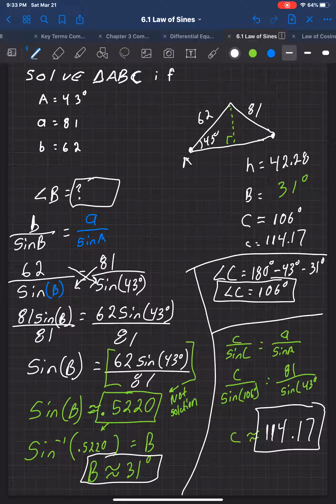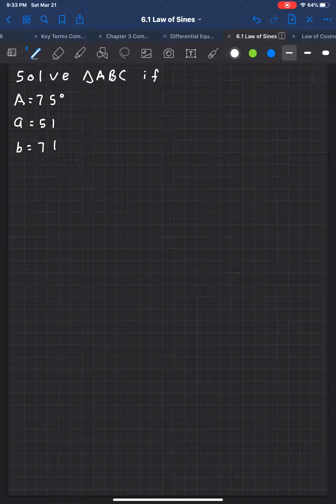All that work up front was just to even know if you have a triangle. But now that you know you have one, you follow the same steps. If I'm you, I would pause the video and try this. See if you can find h. See if you can even tell if you have a triangle.